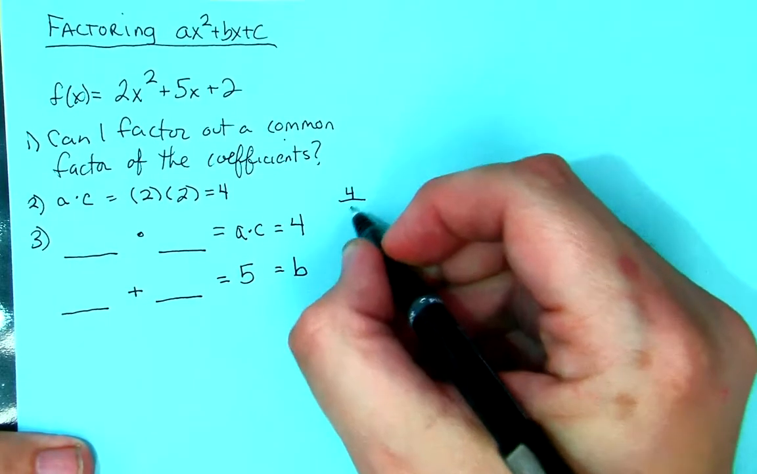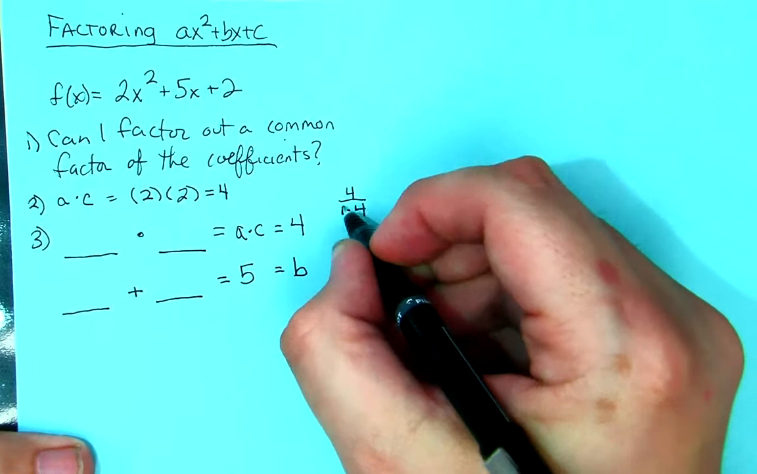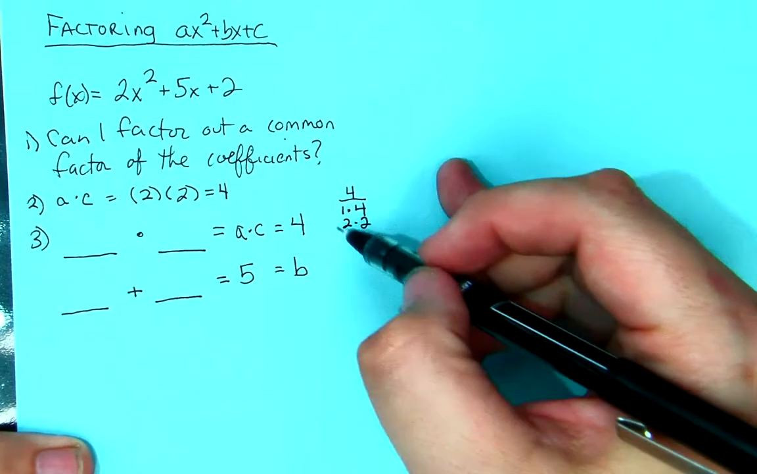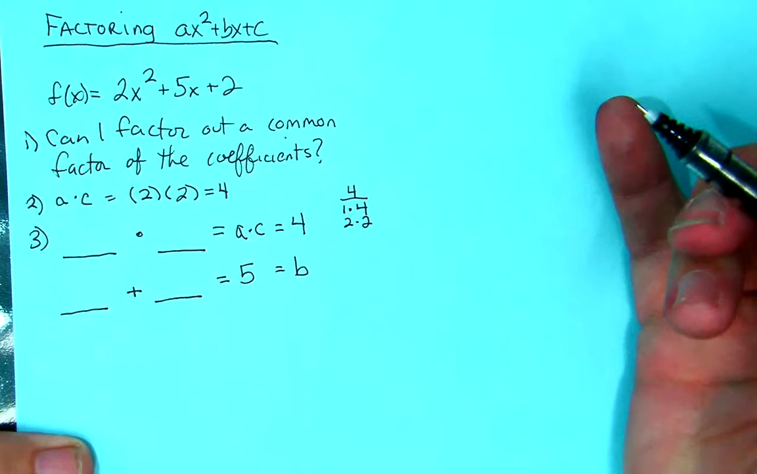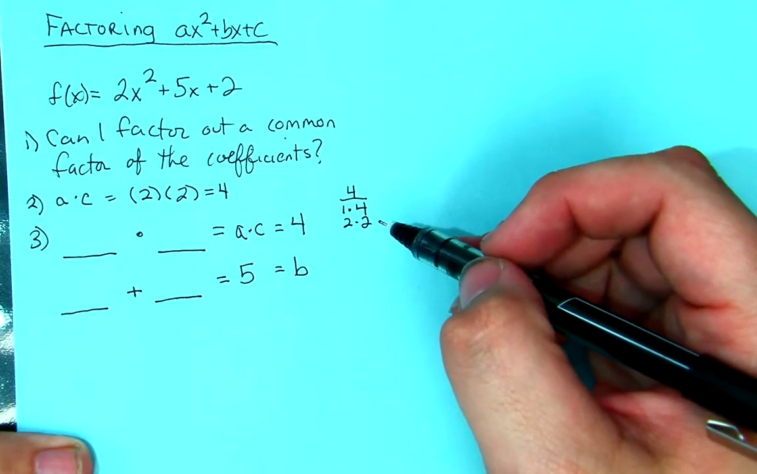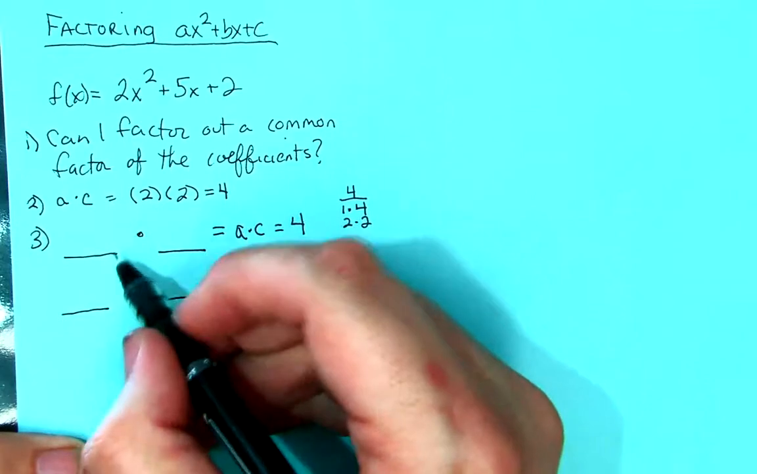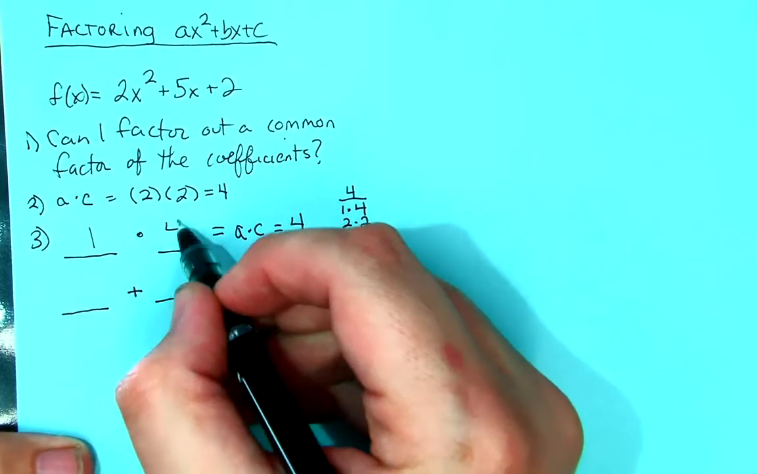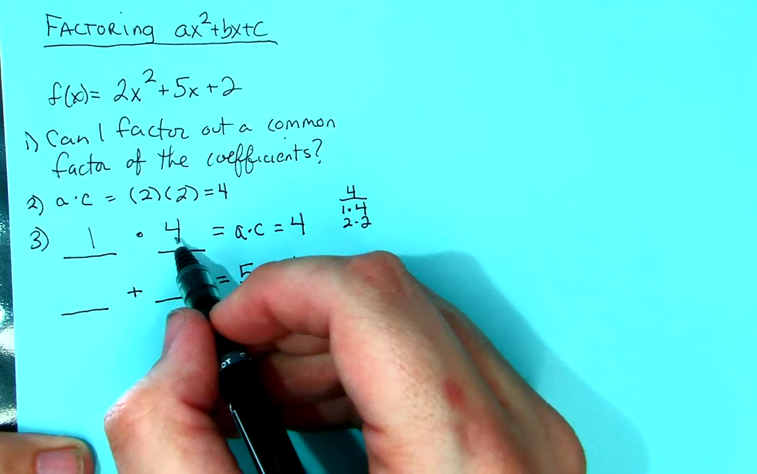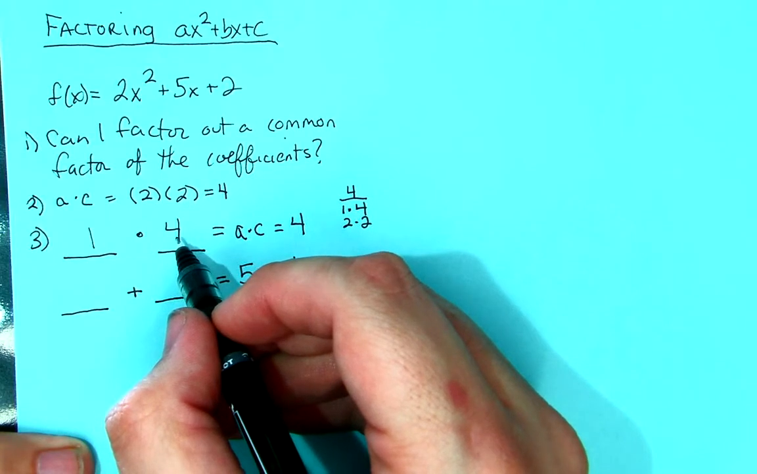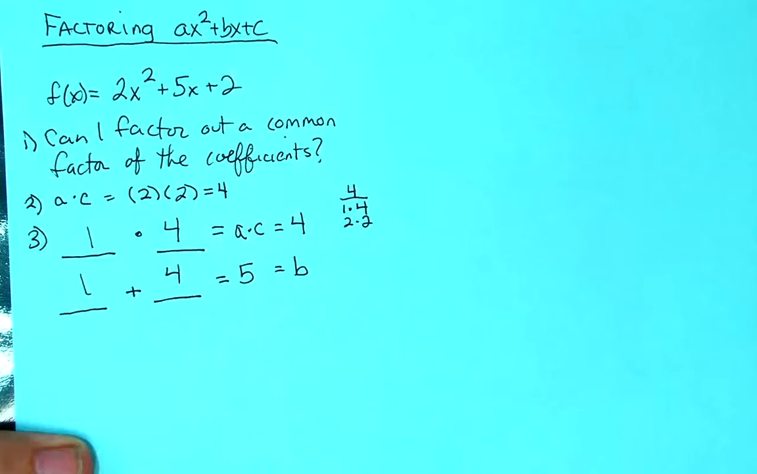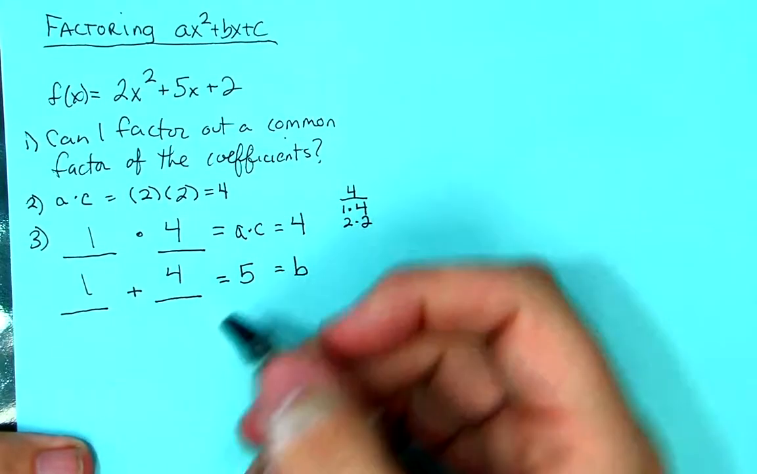Now, you can write this down if you want to. 1 times 4 is 4, or 2 times 2 is 4. If I examine this, 1 times 4 is 4, and 1 plus 4 is 5. So those are our numbers.